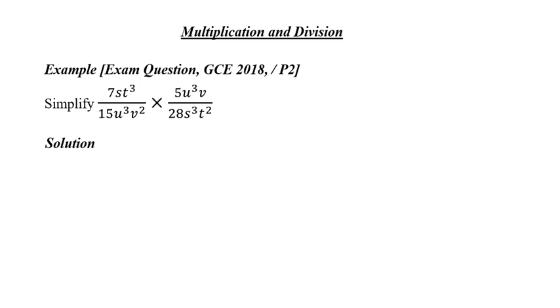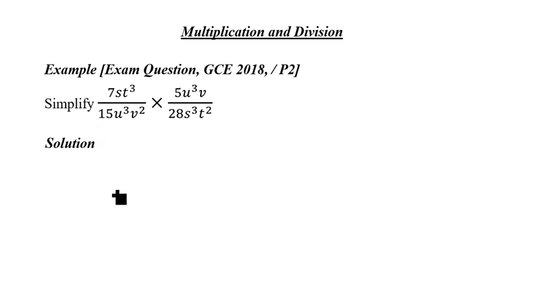Away from addition and subtraction of algebraic expressions, today we are going to look at multiplication and division. Okay, so now we have a question which came in 2018 paper 2 GCE. Simplify 7st to the power 3 over 15u to the power 3 v squared times 5u to the power 3 v over 28s to the power 3 t squared. So let's see how we are going to simplify this algebraic fraction.